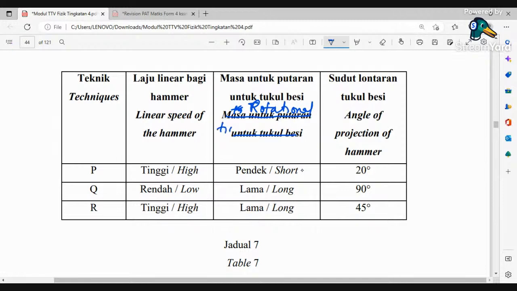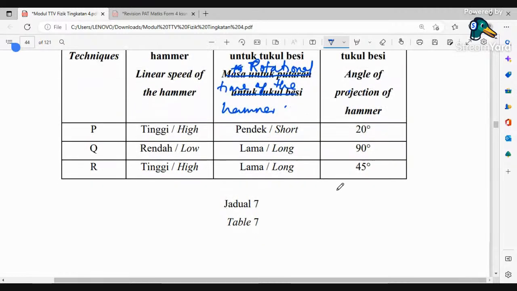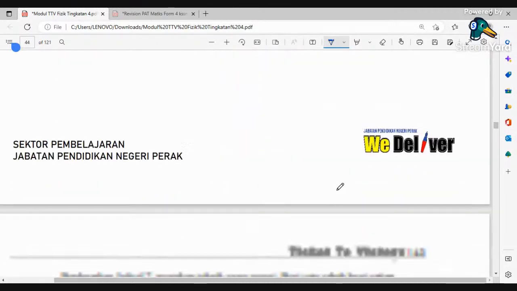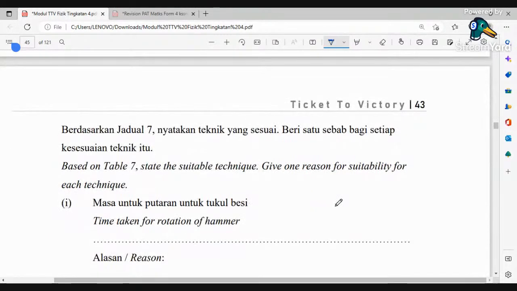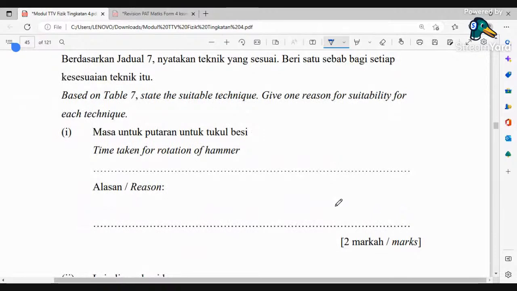Rotational. Okay, angle of projection. Okay, based on table 7, state the suitable technique. Give one reason for your suitability of each technique. Okay, time taken for rotation of the hammer.